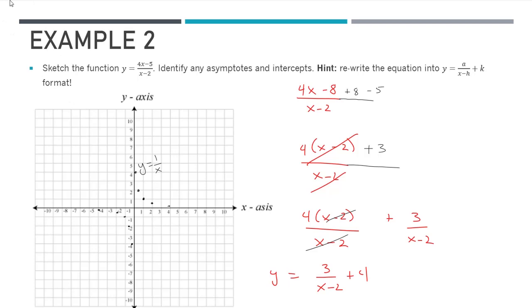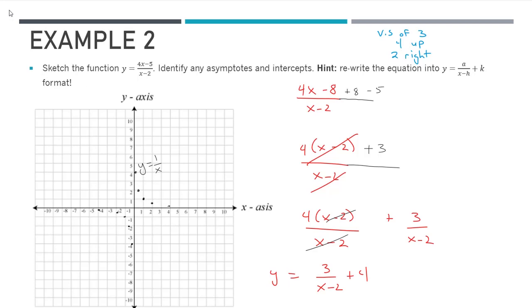Okay, now let's take a look at our transformations that are occurring here. So we've got an a value of 3, so we've got a vertical stretch by a factor of 3. We've got a minus 2 here, but that's only a 2, so that's going to be 2 right. And then we got this plus 4 here, so that's going to be 4 up. So it's important we do that vertical stretch of 3 first, then up 4, and then we can do that 2 right.